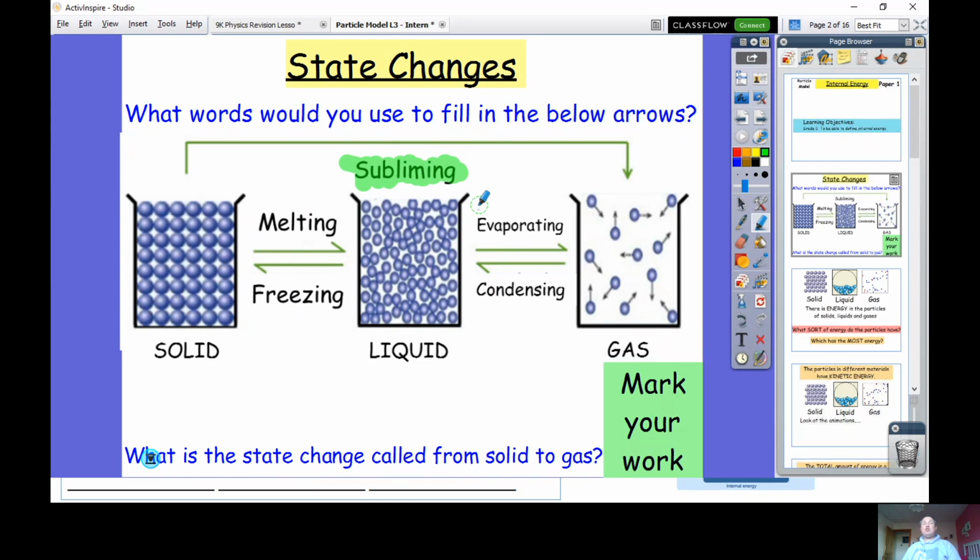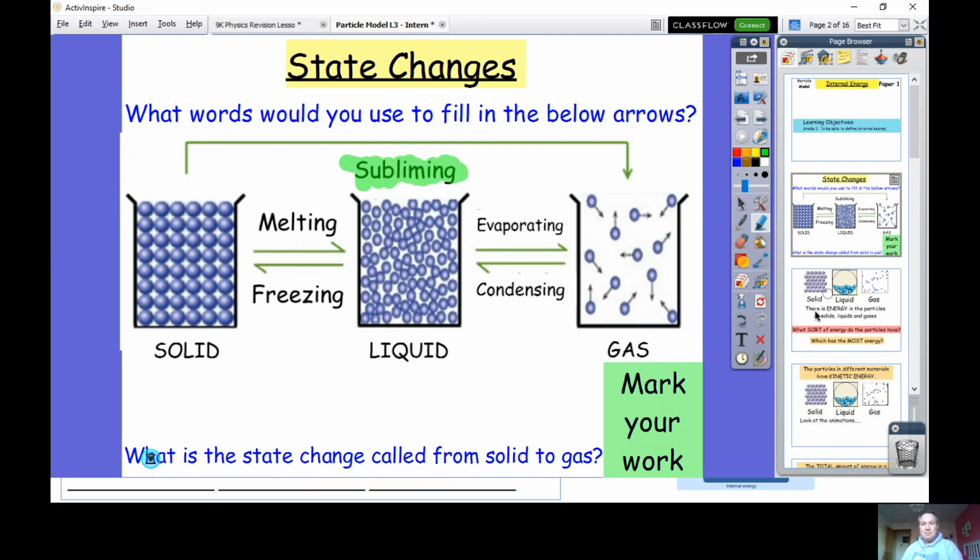Some materials change straight from a solid to a gas when you warm them up. For example, you might have heard of dry ice. Dry ice is solid carbon dioxide. When it warms up, it changes straight from a solid to a gas. It sublimes. The name of the change is subliming. Give yourself a tick for each one you got right on your worksheet and do any corrections that you need to. You can pause the video if you need.